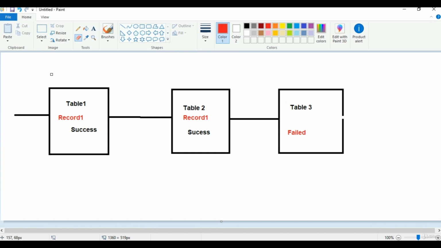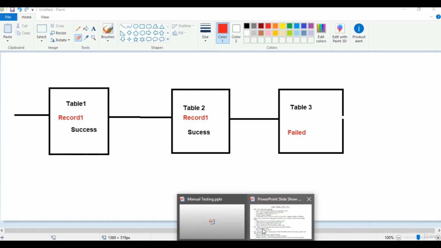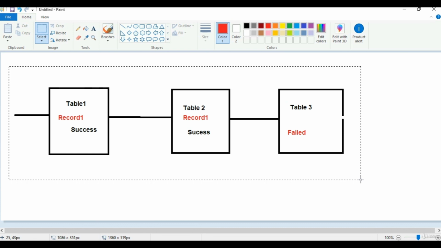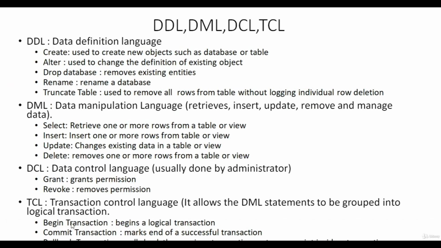So this is not the situation which we want. Instead of inserting it separately, we add all these commands into a group. That is nothing but the transaction control language. It allows DML statements to be grouped into a logical transaction. So whenever we insert a record into all 3 tables successfully, only then do we consider that particular transaction successful, else it is unsuccessful.